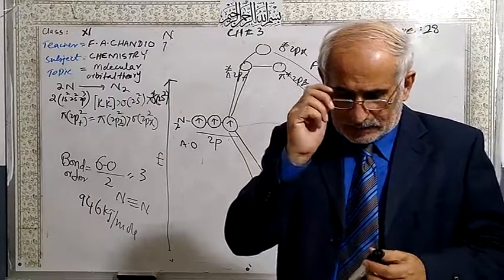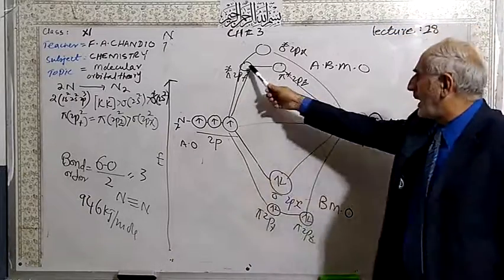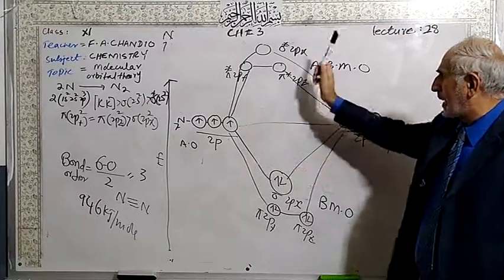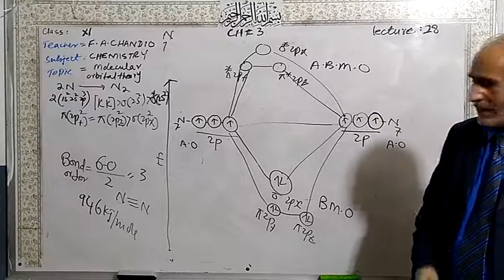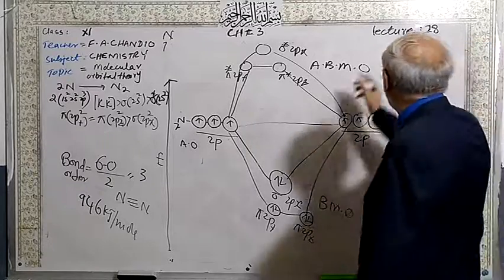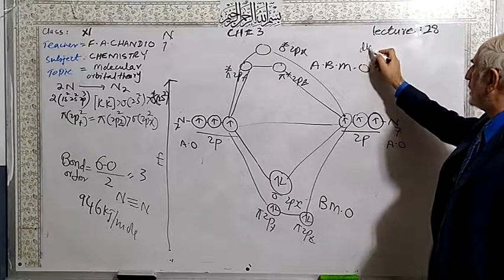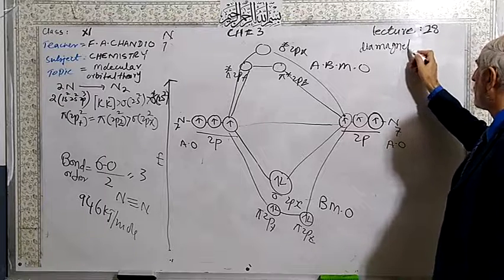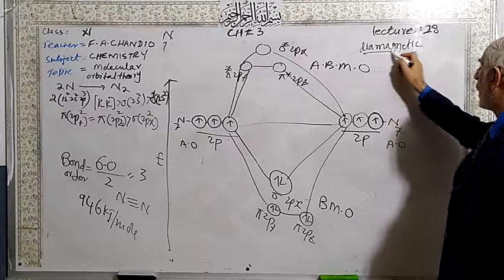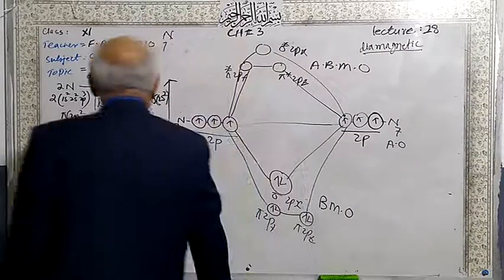And because there are no unpaired electrons here, all are paired, and these are empty, this is diamagnetic. The nitrogen molecule is diamagnetic.